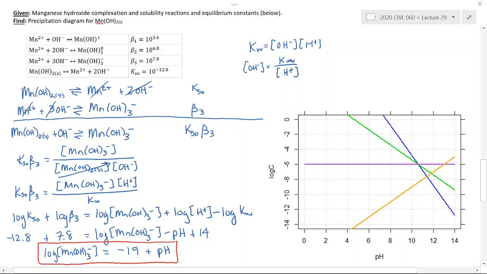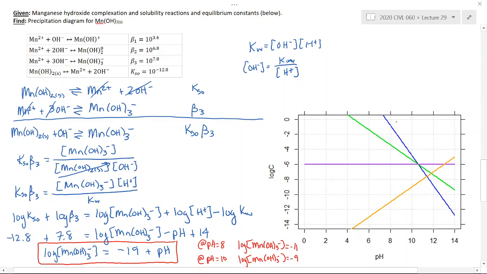I wrote this in our software code in order to plot it. If you're plotting by hand, you can just solve for a couple of pHs. You can solve for any pH, but I've got 8 and 10. At pH 8, my complex is equal to negative 11, and at pH 10, it's equal to negative 9. So you can plot those on a hand-drawn plot and then draw the line for the manganese hydroxide complex.